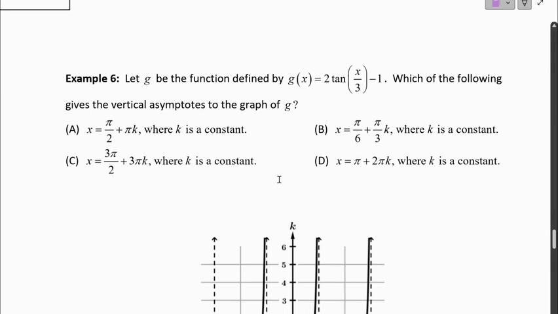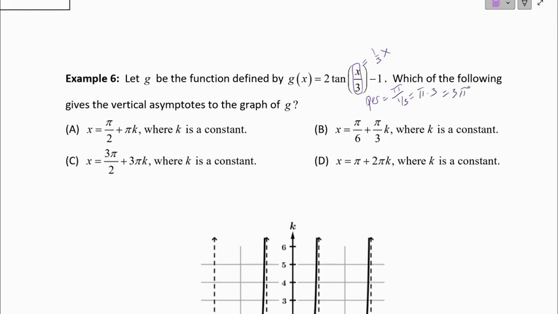So we're going to go ahead and figure out what the period is. Here, remember, this is really 1/3 x, right? That's another way of writing it. So I'm going to say that my period equals pi over 1/3 multiplied by the reciprocal. So my period is 3 pi. Okay. Well, if I divide that in 2, I would get 3 pi over 2.